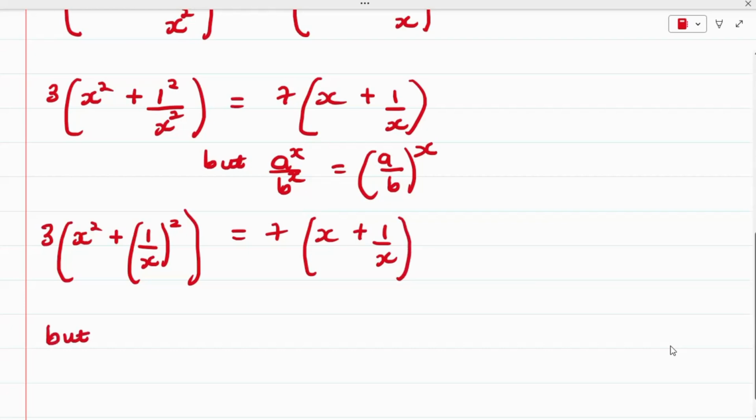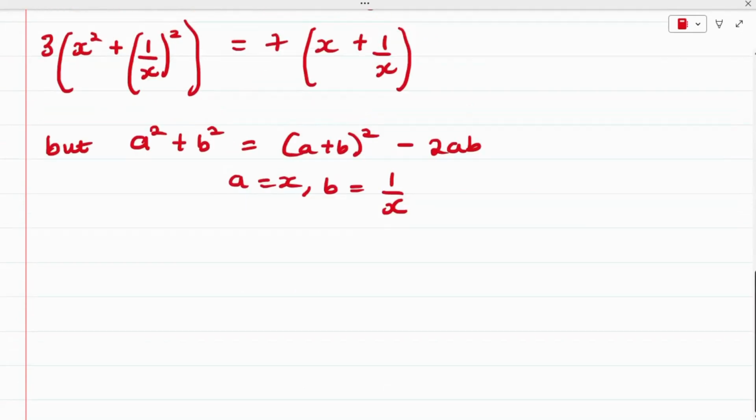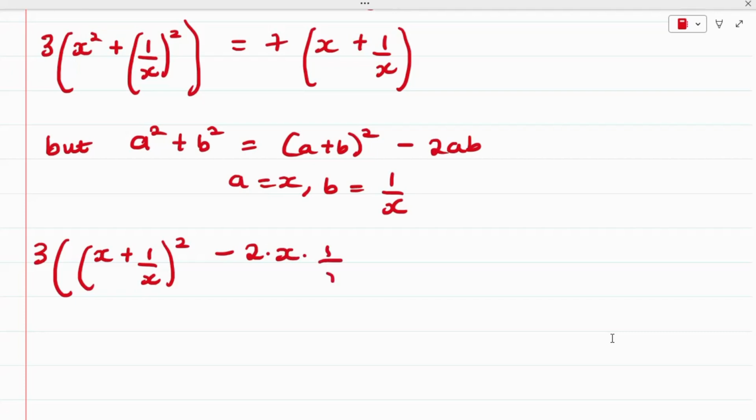Alright, but we know that a squared plus b squared is equal to a plus b all squared minus 2ab, whereby a is equal to x and b is equal to 1 over x. So applying this to the left hand side of the equation, we have 3 multiply x plus 1 over x all squared minus 2 multiply a, which is x, multiply b, which is 1 over x, is equal to 7 multiply x plus 1 over x.